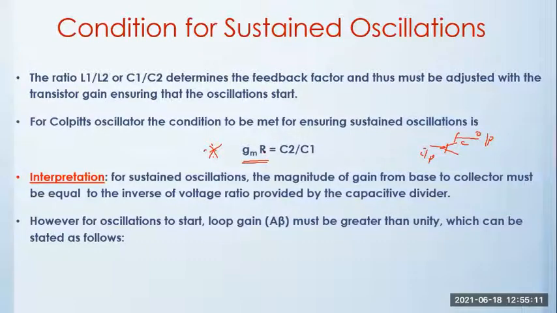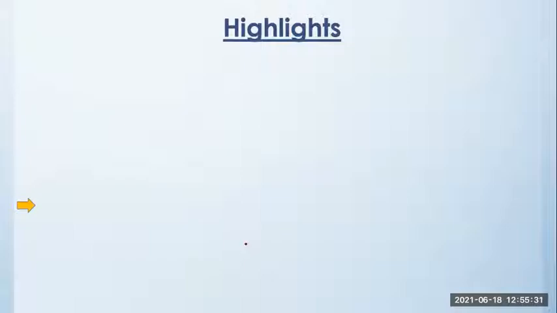But usually, as I told you, for oscillations to start off, initially the oscillation magnitude will be less. To start off properly, the A beta loop gain is chosen higher than 1, and then we'll say GM R should be greater than C2 by C1. Okay, for Colpitts only we are studying.